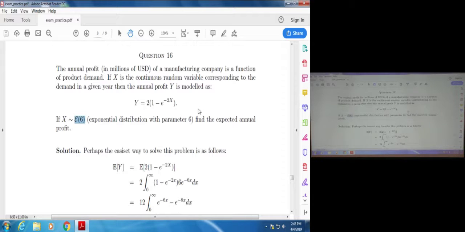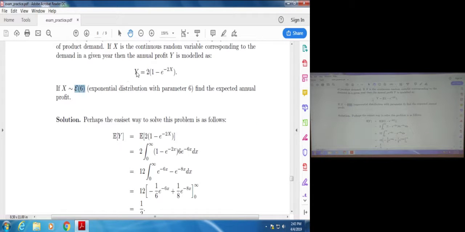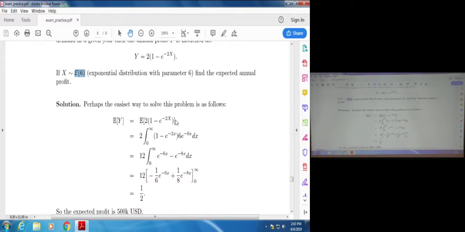Okay, so the easiest way, I think: I want to compute the expectation of Y, which is the expectation of 2 times (1 minus e to the minus 2X), where X is exponential 6. So basically we're almost done. I integrate from 0 to infinity, since X is exponential 6, so that's where I get my support from. The 2 comes out, times 1 minus e to the minus 2x, and the PDF of an exponential 6 random variable looks like this. And now I'm just doing integration.